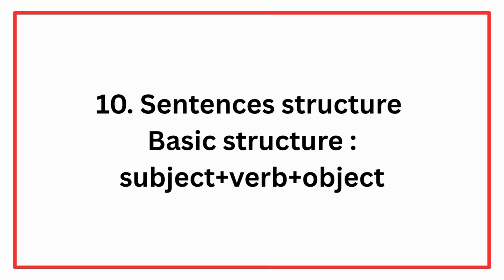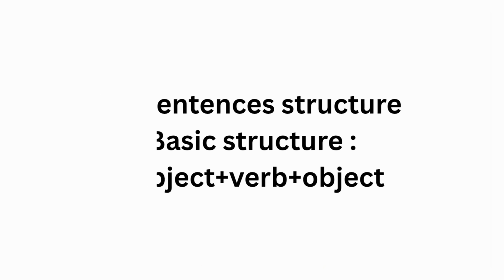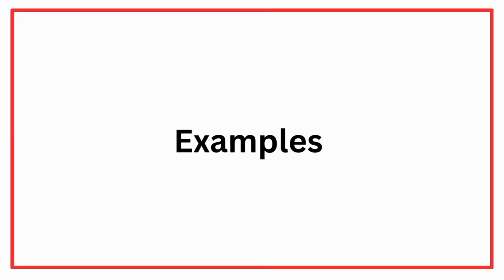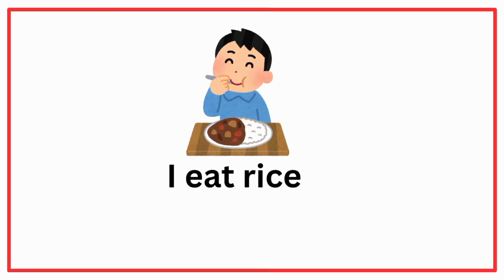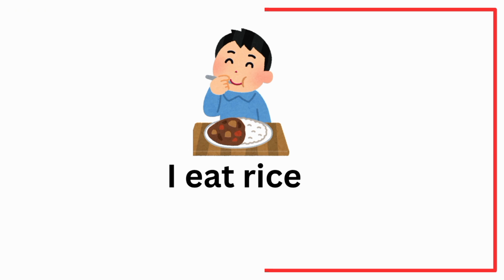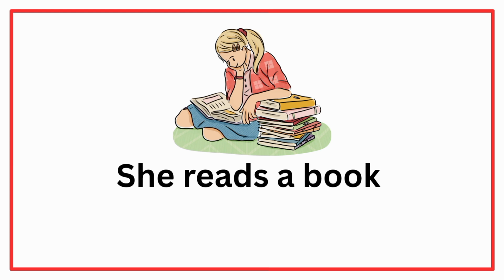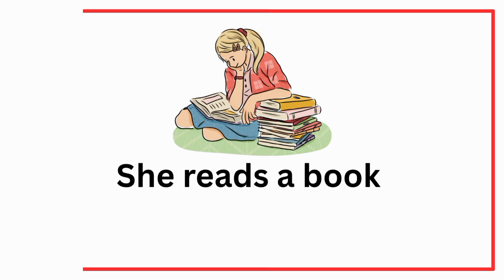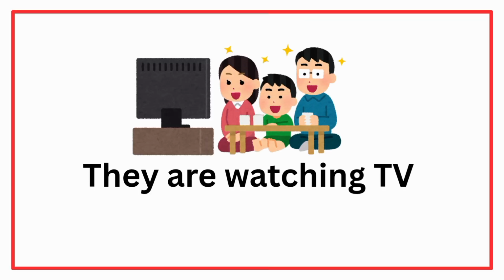Sentence structure. Basic structure: subject plus verb plus object. Examples. I eat rice. She reads a book. They are watching TV.